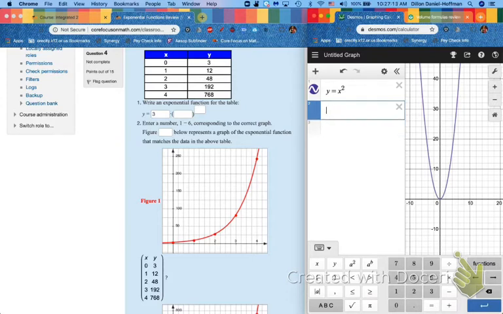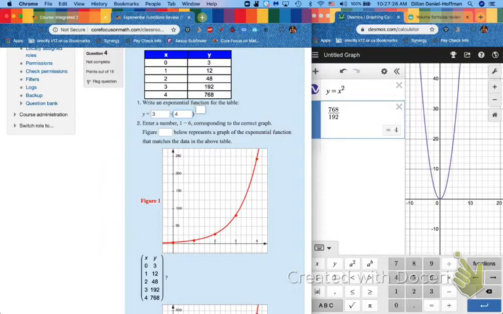So I can show you that. I can even do 768 divided by 192. It's always going to give me 4 because it's always going to be multiplied by the same number from top to bottom. So that multiplier is 4. And then once again, I just type in x.